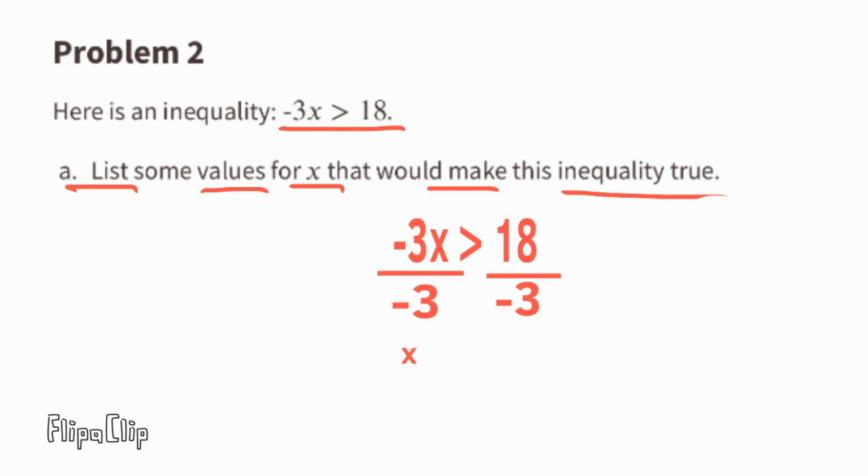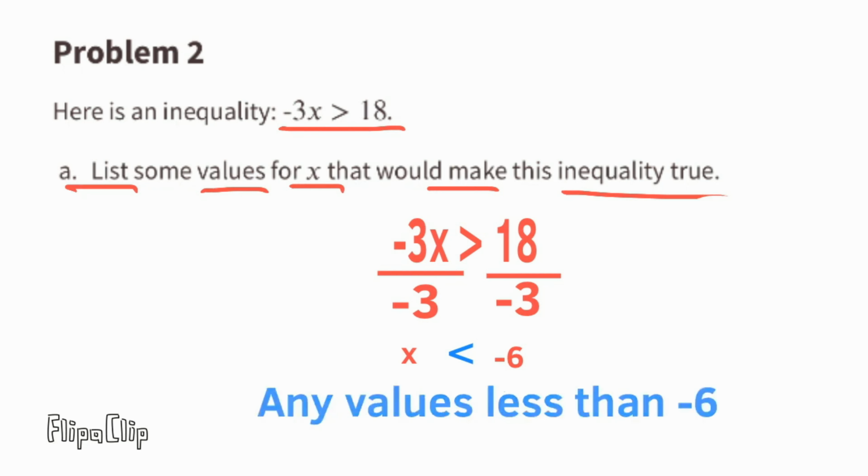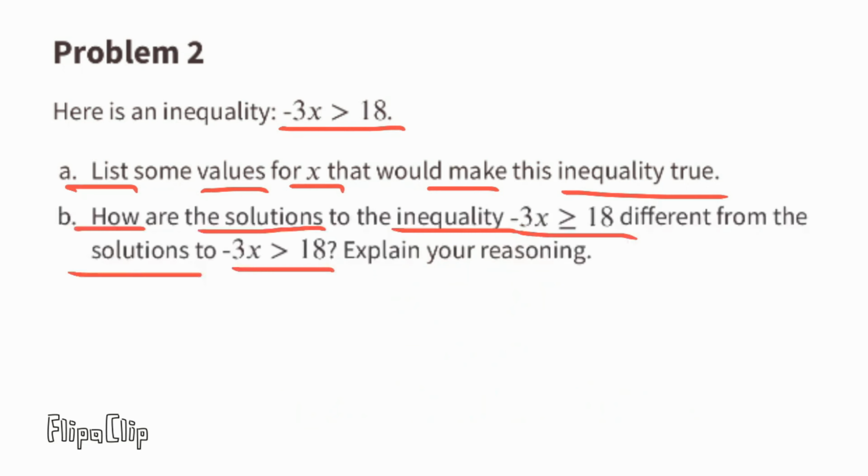Since the x is now positive, we're going to have to change the inequality sign from a greater than to a less than. Now you're left with x is less than negative 6. You can list any values for x that are less than negative 6. Negative 7, negative 8, negative 9, negative 10, any of those values would work, as long as the values were less than negative 6.